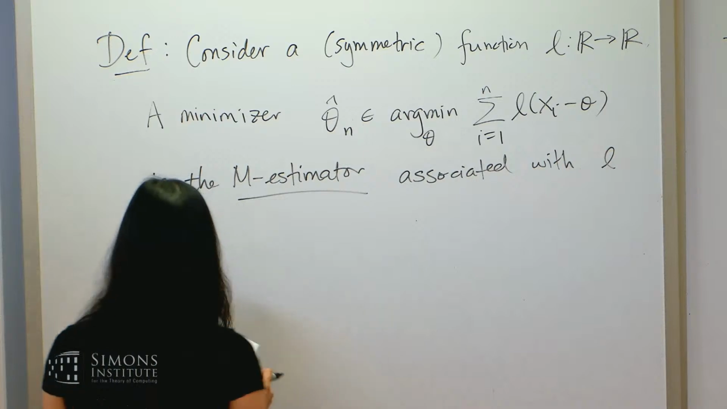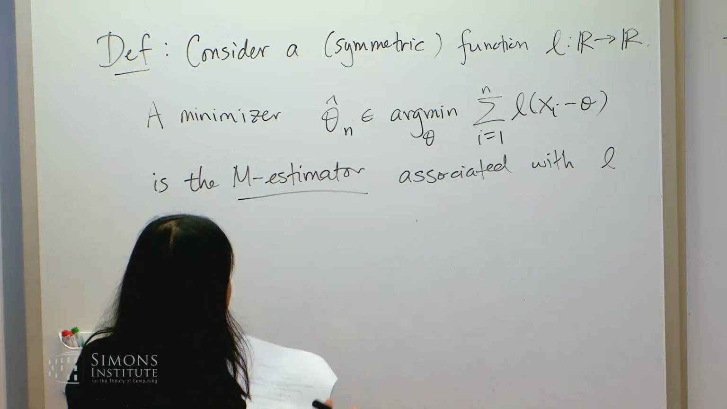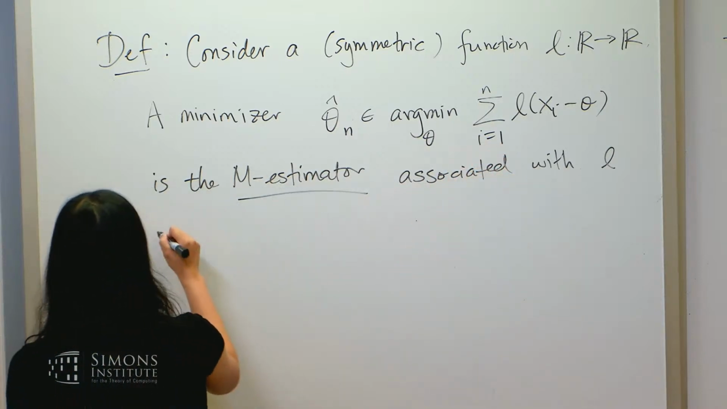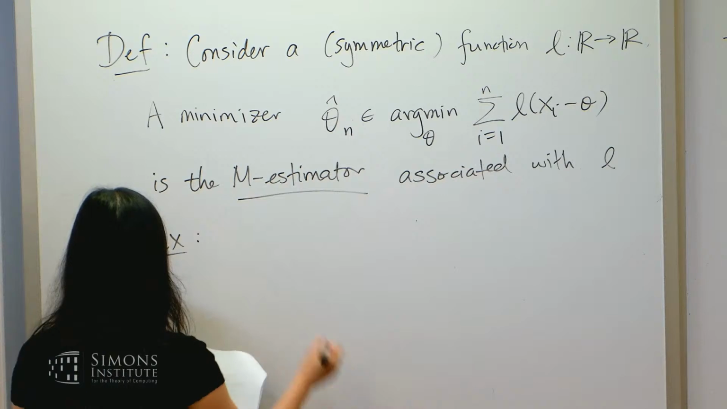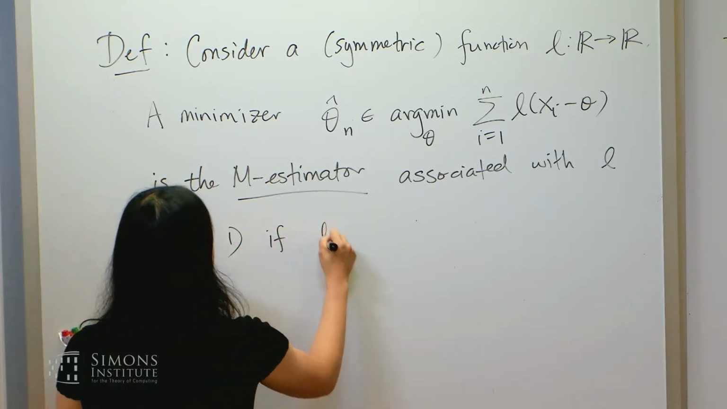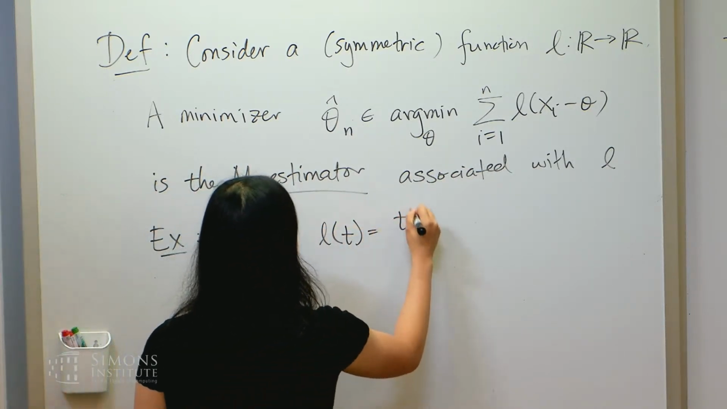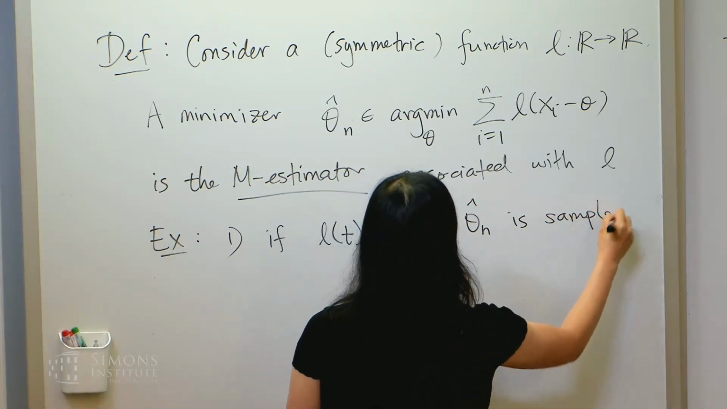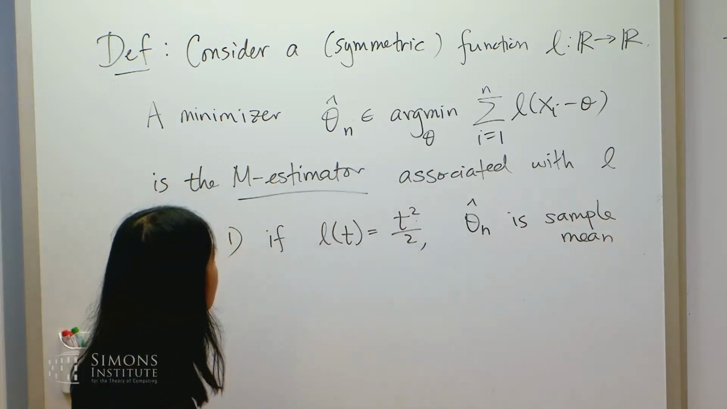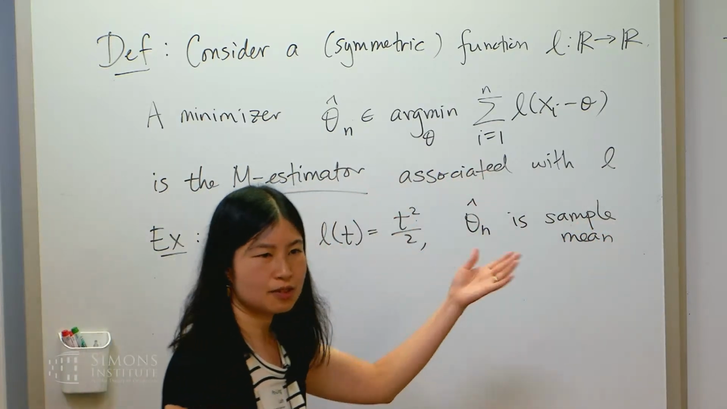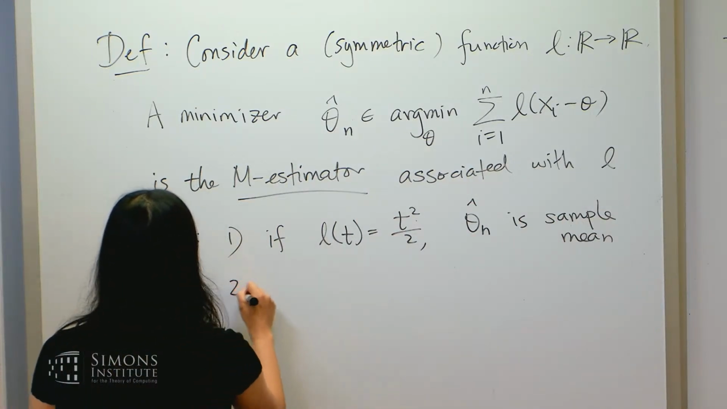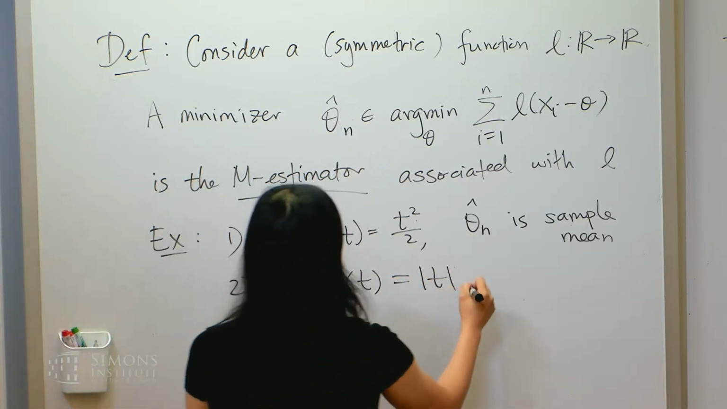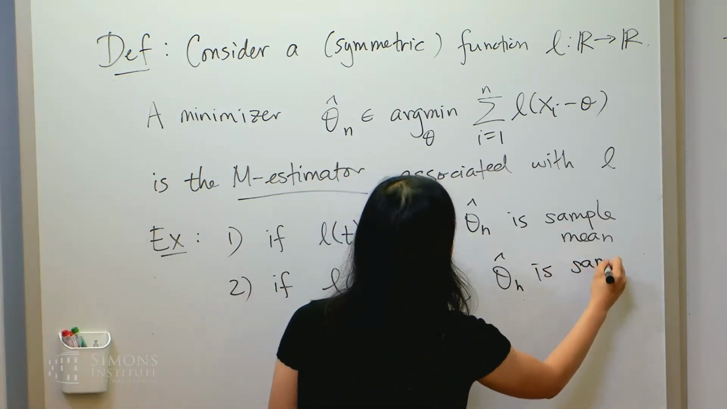All right. Before I start to talk about any robustness, let's just understand a little bit what sorts of losses we may be interested in. Here are some quick examples. The first one is if L of t is quadratic, then theta hat n is the sample mean. That's easy to see. You just take your quadratic loss, differentiate, solve, and you get the empirical mean. The second one is if L of t equals the absolute value, then theta hat n is the sample median.